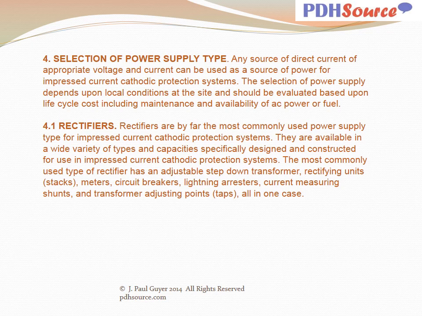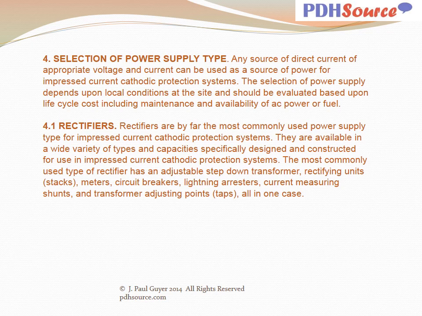Any source of direct current of appropriate voltage and current can be used as a source of power for impressed current cathodic protection systems. The selection of the power supply depends upon local conditions at the site and should be evaluated based upon life cycle cost, including maintenance and availability of AC power or fuel.